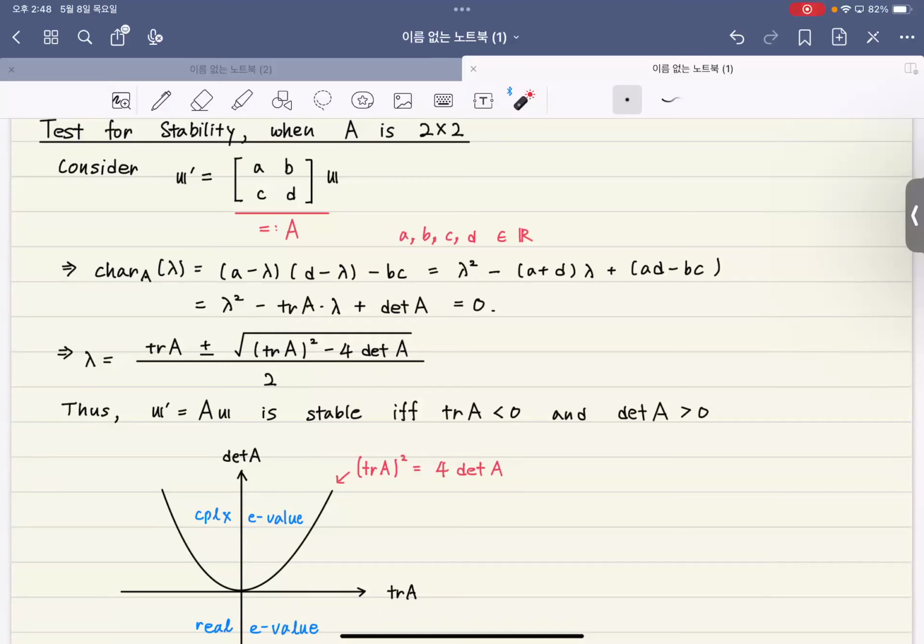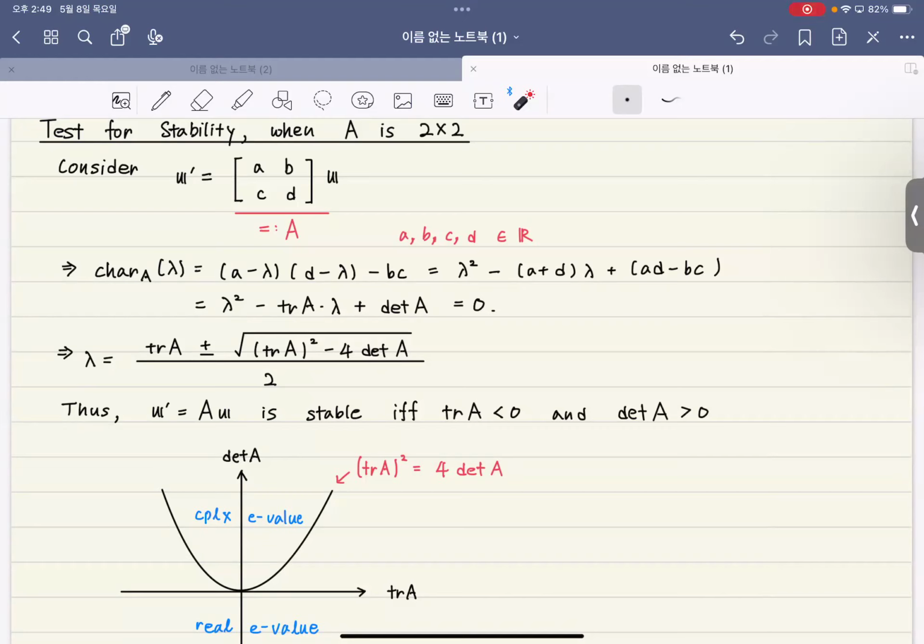Hold on. So what is the real part? In order for the real part to be 0 or less than 0, the trace of A should be negative. And if the determinant is also negative, then that implies the discriminant should be positive. So therefore, it has two real solutions, right?